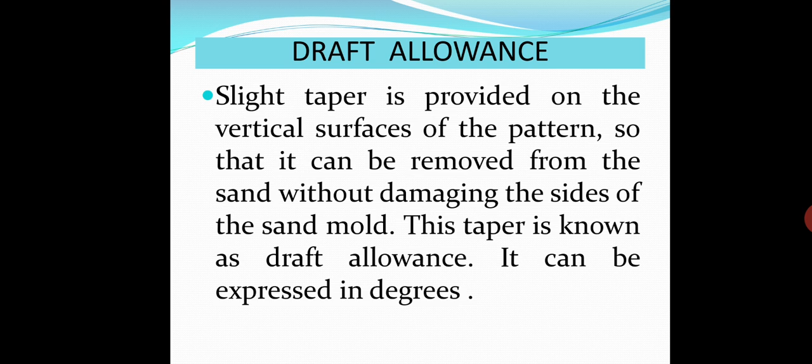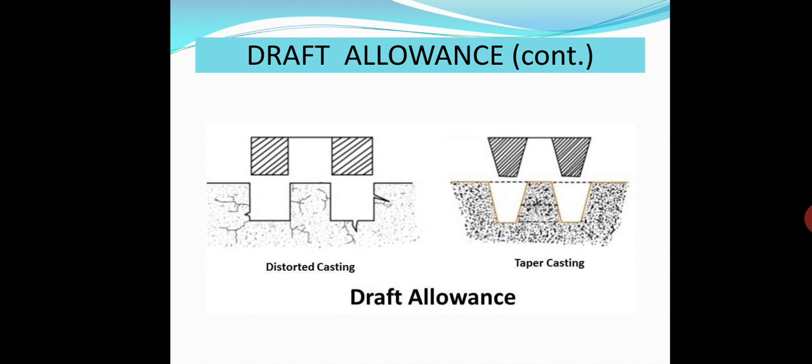Next is draft allowance, or draft or taper. A slight taper is provided on the vertical surfaces of the pattern so that it can be removed from the sand without damaging the sides of the sand mold. This taper is known as draft allowance. It can be expressed in degrees.